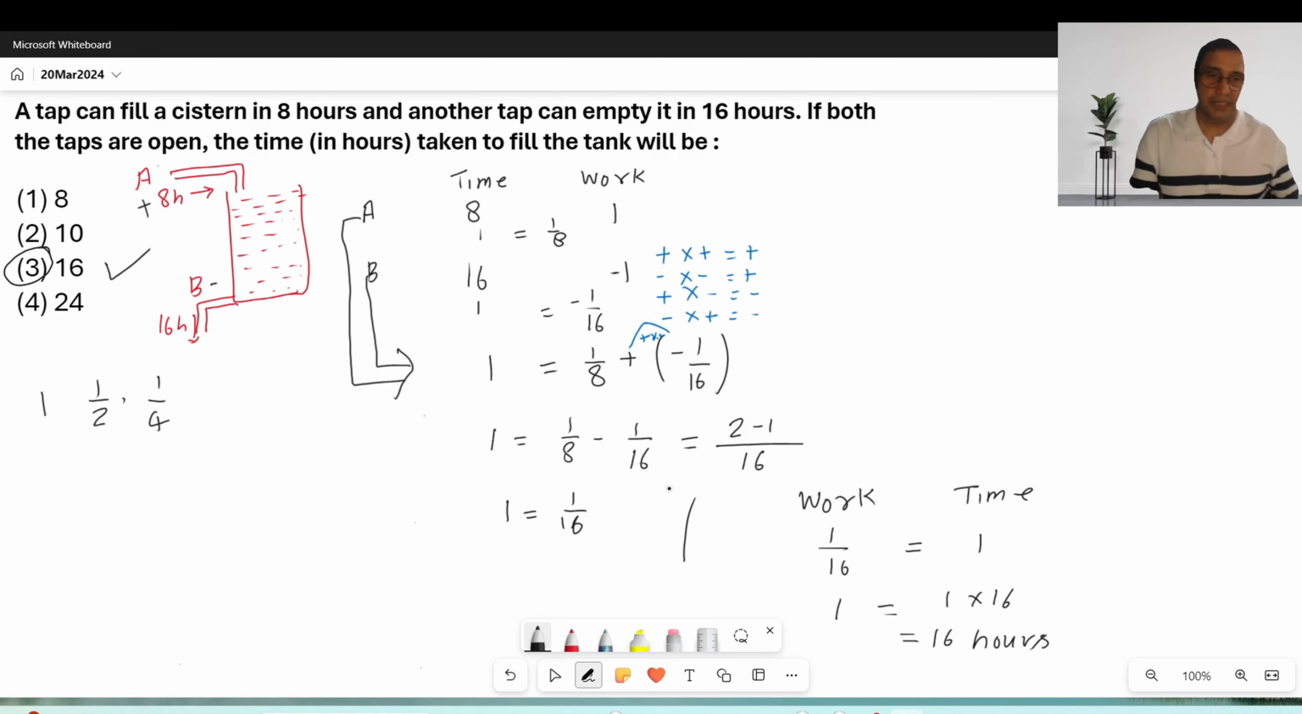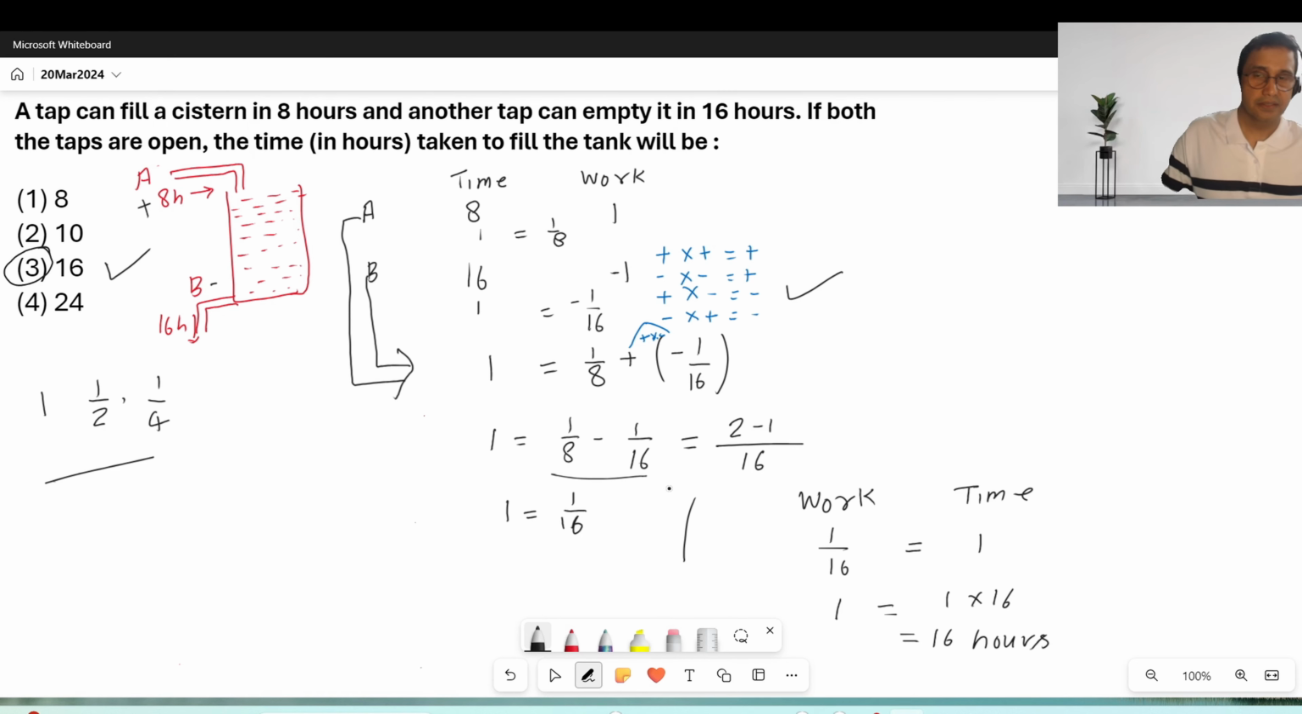To revise all the concepts we went through in this question: how to represent work, the relationship between time and work and the components working there, the bracket sign rule, and LCM. That's why I was saying this is a very good question to revise, because while solving it, you have to revise multiple concepts, and that's how math works. That's why I love math so much. One thing is connected to another thing.